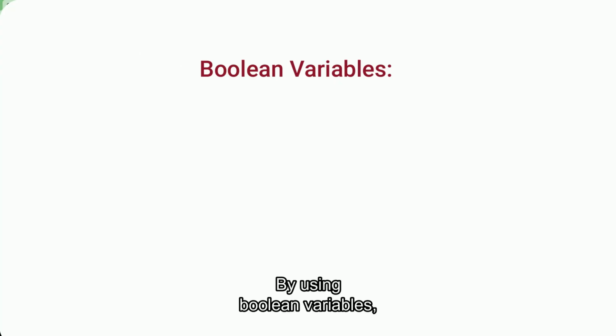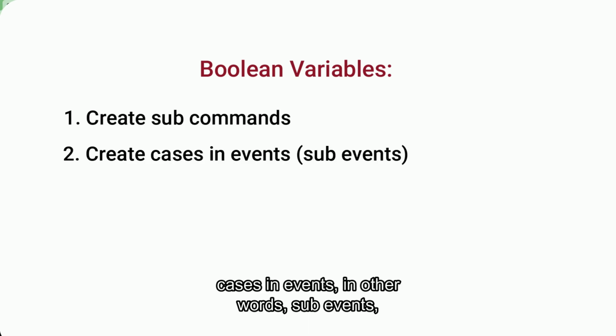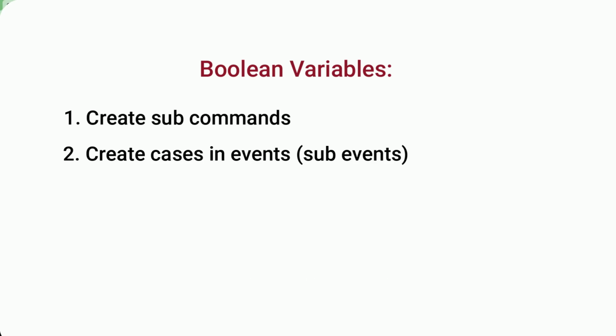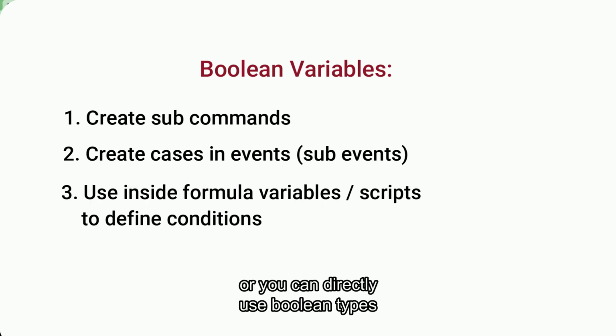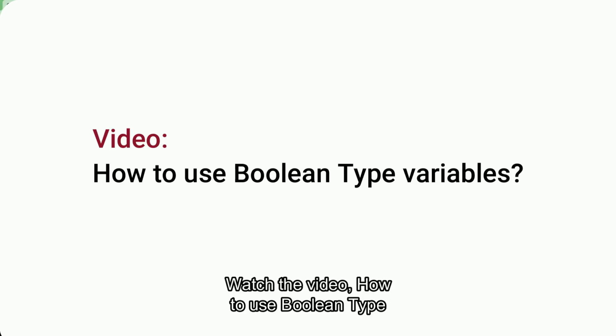By using Boolean variables, you can create sub-commands. Cases in events, in other words, sub-events. Or you can directly use Boolean types inside formula variables or scripts. You can even use Boolean variables to create a new operation type in the operation tree. We use Boolean type variables very often in Monospost Developer. Watch the video, How to Use Boolean Type Variables, to learn more about that.